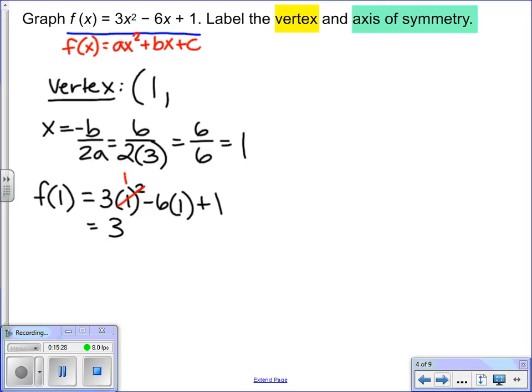Notice that if I did that out of order, if I multiplied first, 3 times 1, I'd get 3, and then I'd square it and get 9, which will give me a totally different answer. So you have to do the exponent first. Minus 6 times 1 is minus 6, plus 1. So negative 3 minus 6 is negative 3, plus 1 is negative 2. And there's my vertex, 1, negative 2.